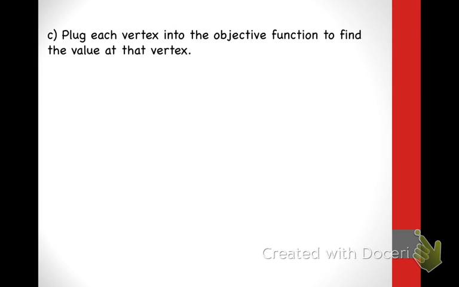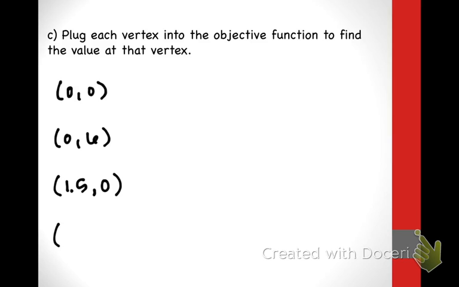So we are going to take those 4 vertices and we're going to plug them into our objective function. So our 4 vertices, remember, those were 0, 0; 0, 6; 1.5, comma 0; and then that last one, which was 4, comma 5. And we want to plug these into our objective function. So our objective function, remember, that was z equals x plus 5y. So for each of these, I'm going to plug in my x and my y, and I'm going to solve for z.